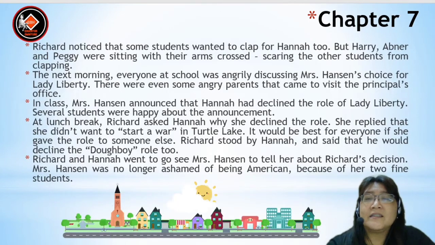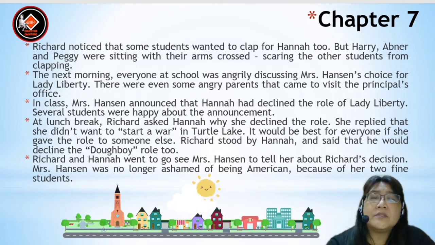Chapter 7. Richard noticed that some students wanted to clap for Hannah too, but Harry, Abner and Peggy were sitting with their arms crossed, scaring the other students from clapping. The next morning, everyone at school was angry, discussing Mrs. Hansen's choice for Lady Liberty. There were even some angry parents that came to visit the principal's office.